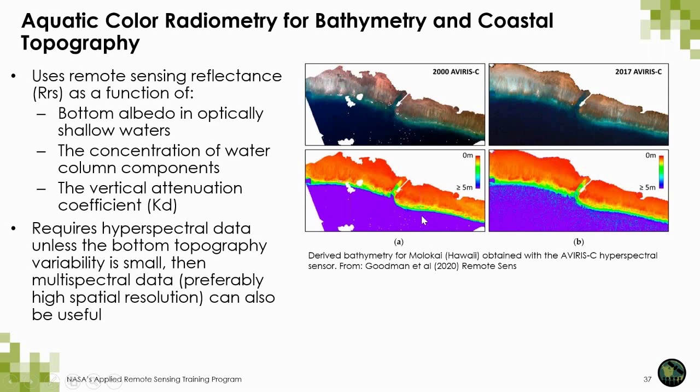Some of this data was compared to older data sets collected with the same sensor in the year 2000. And in this case, particularly for this island, it showed practically no difference in bathymetry at all. But it's an example of how to use some of this aquatic radiometry data for estimating bathymetry.